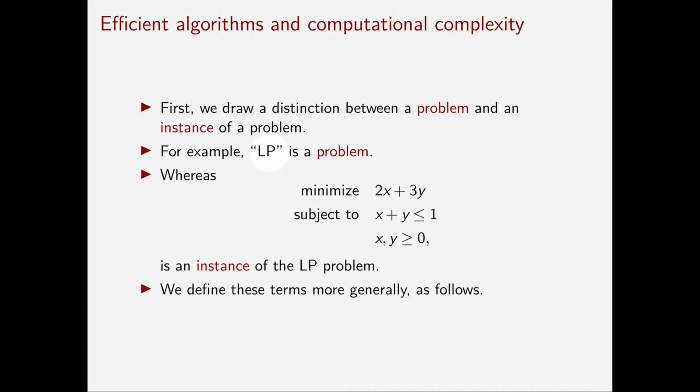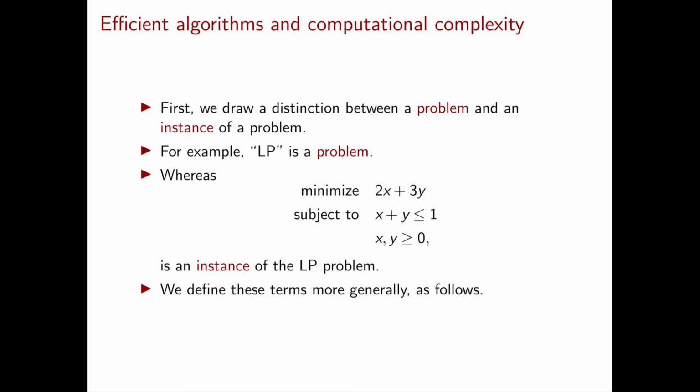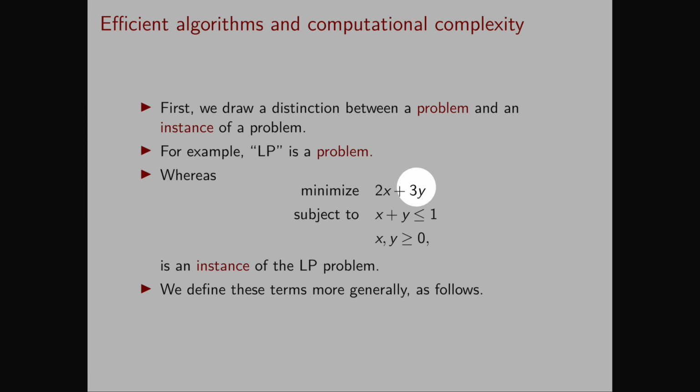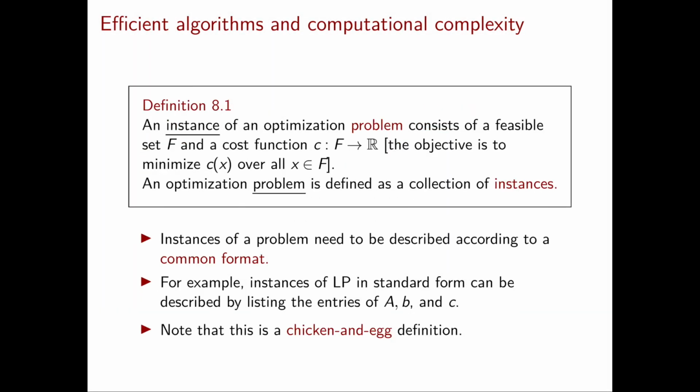For example, we know that linear programming is a problem. On the other hand, the specific linear programming problem, where we minimize 2x plus 3y subject to x plus y less than or equal to 1 and x and y non-negative, is an instance of the linear programming problem. Definition 8.1 tries to formally define instances and problems.